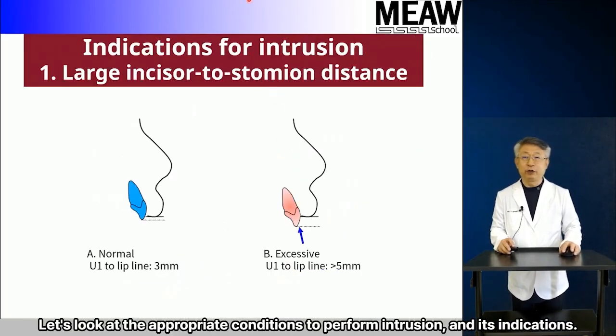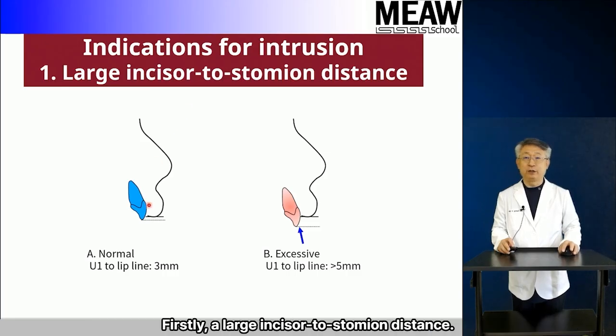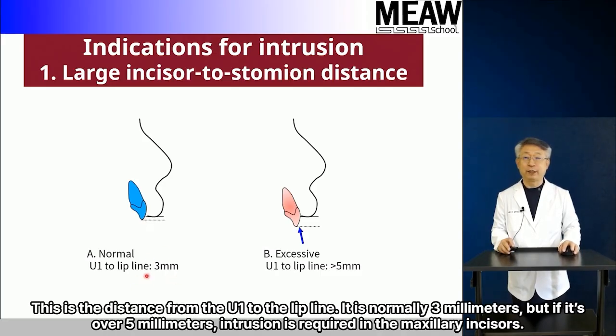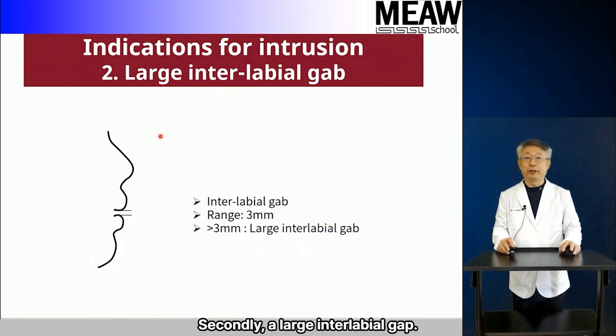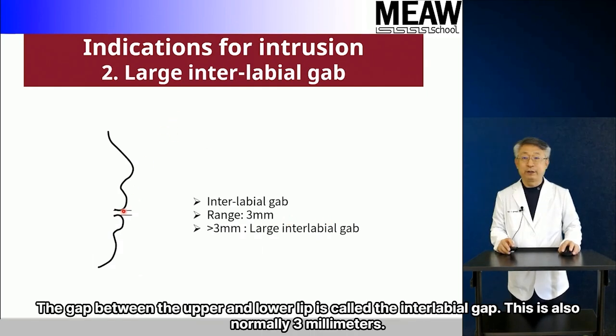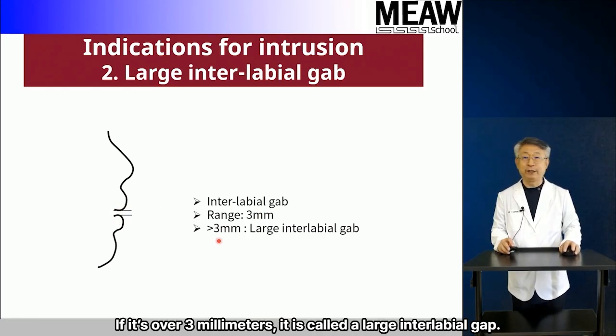Let's look at the appropriate conditions to perform intrusion and its indications. Firstly, a large incisor to stomion distance. This is the distance from the U1 to the lip line. It is normally 3 mm, but if it's over 5 mm, intrusion is required in the maxillary incisors. Secondly, a large interlabial gap. The gap between the upper and lower lip is called the interlabial gap. This is also normally 3 mm. If it's over 3 mm, it is called a large interlabial gap.